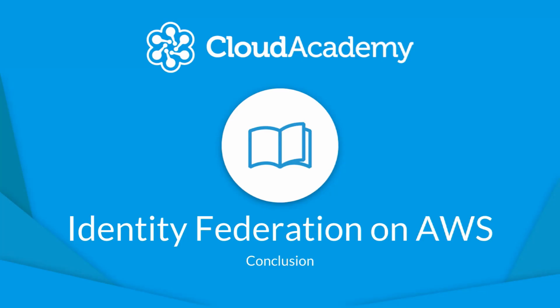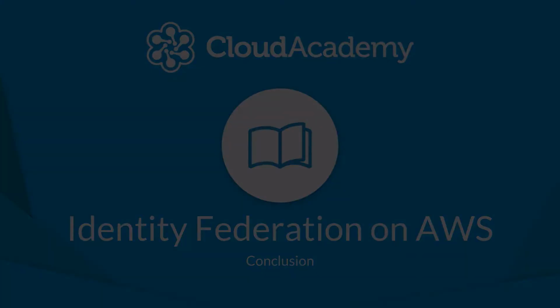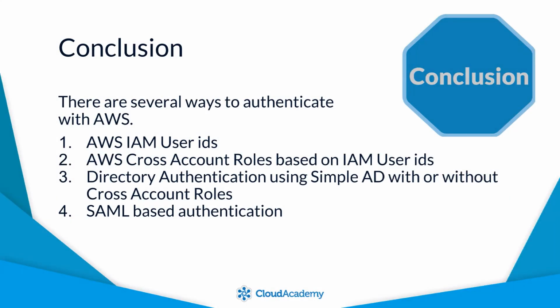Now let's review what we just went over on Identity Federation on AWS. In conclusion, there are several ways to authenticate with AWS. AWS IAM user IDs, AWS cross-account roles based on IAM user IDs, directory authentication using Simple AD with or without cross-account roles, and SAML-based authentication. And there is Web Federation that is used to access AWS resources with OpenID, but not to gain access to the AWS console.